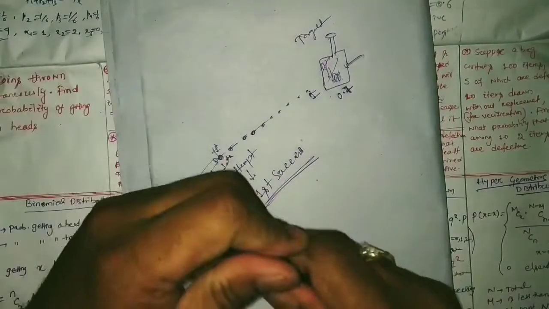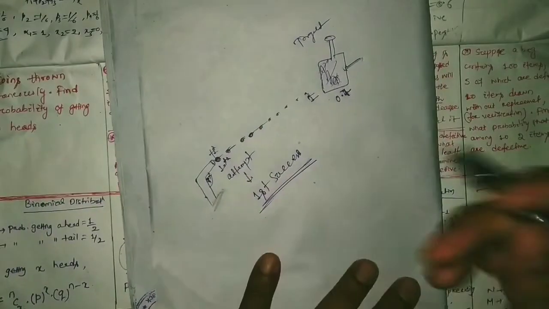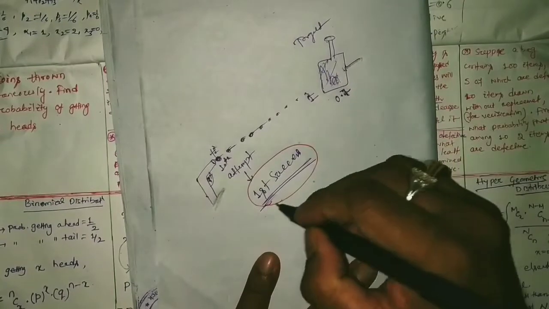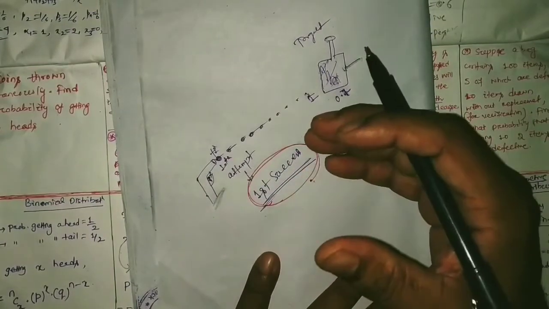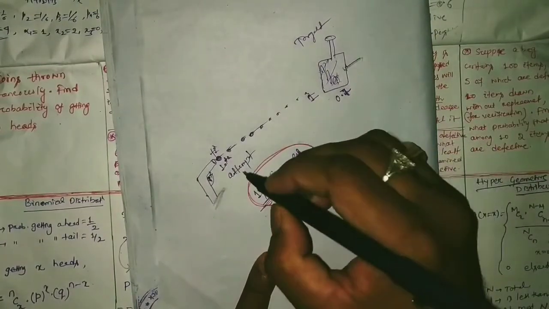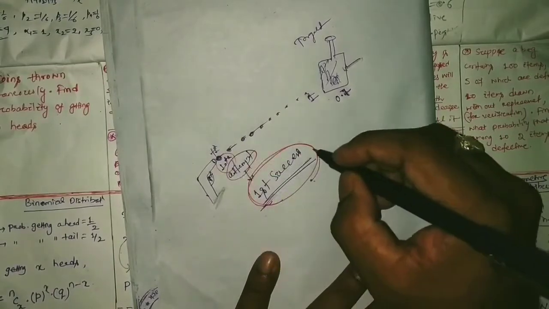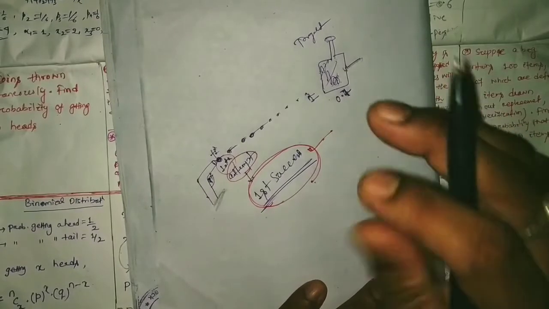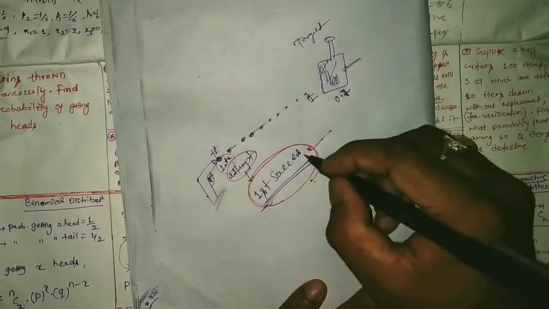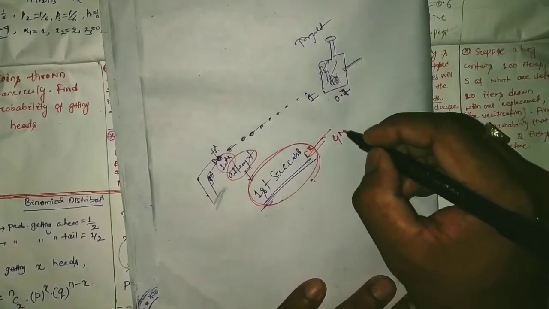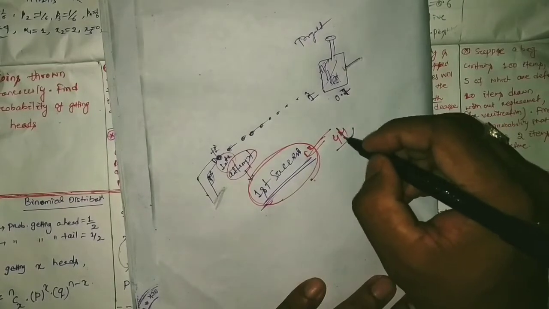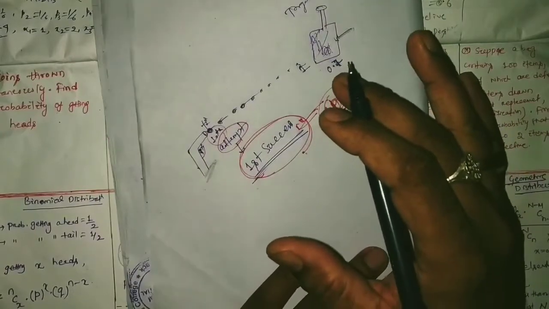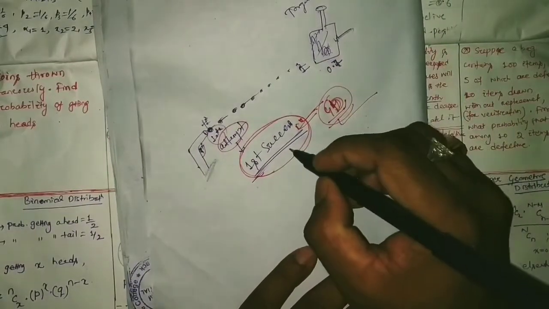Whenever you get a question where you can find this type of perceiveness, that my 10th attempt will be the first success, okay, first success, then that question will go for the geometrical distribution. GD, geometrical distribution. You just remember, geometrical distribution is for the first success.